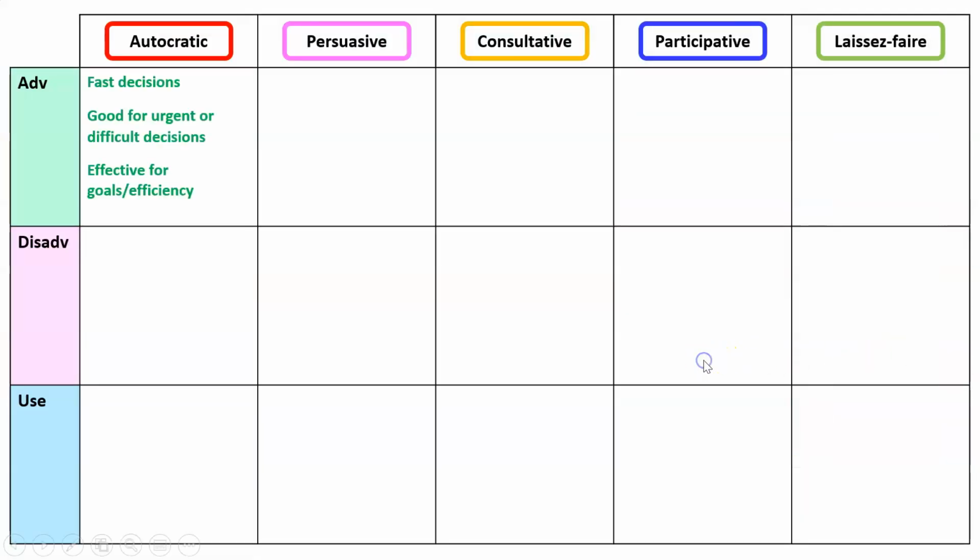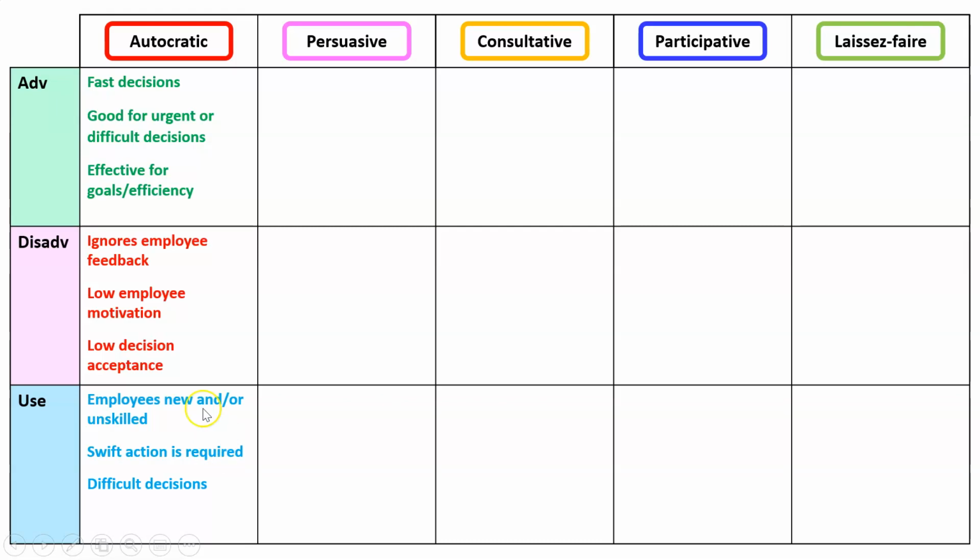And then we need to know what's good and bad about each one. So we've got advantages of autocratic: quick decisions, good when it's urgent and when goals are your primary concern, but it's negative because it ignores feedback, low employee motivation, and people don't accept decisions when they're just told what to do. So when should you use it? That's an important thing to remember. When your employees and you are unskilled, swift action is required, like an urgent situation or an emergency, or a difficult decision like terminating people. Persuasive is identical basically, except for we sell, so there's a slight advantage there. The disadvantages of when you use it would be the same.